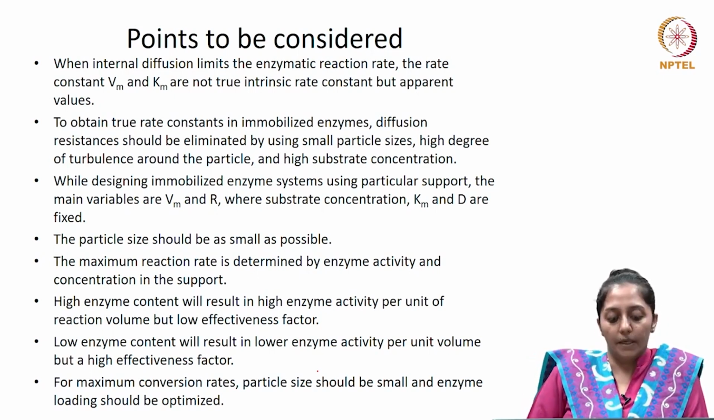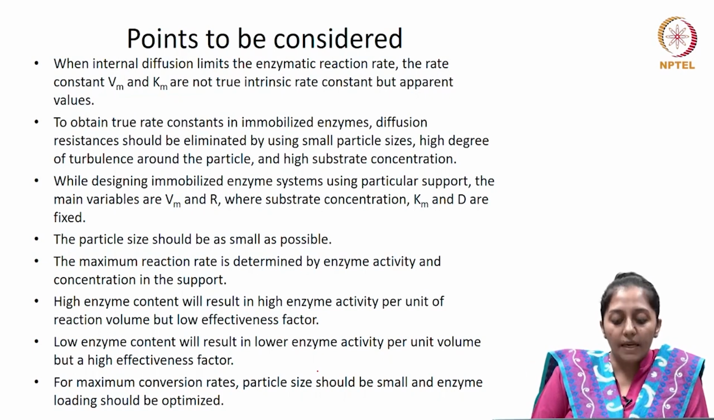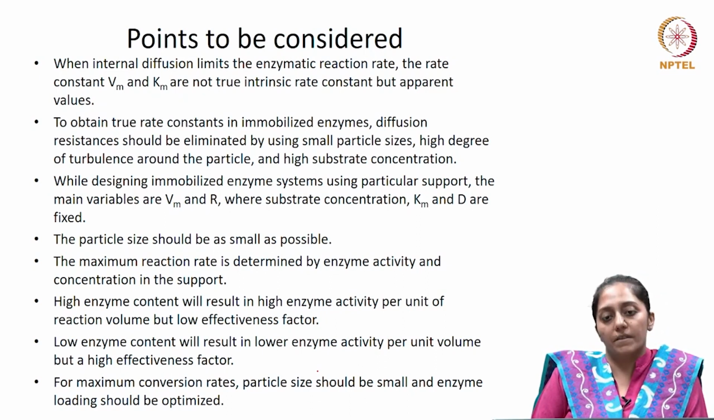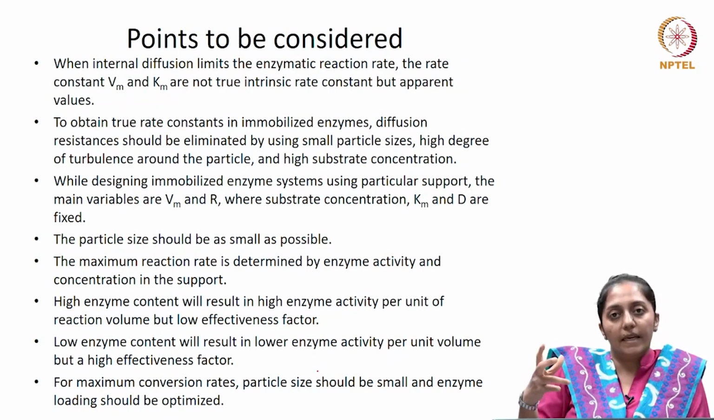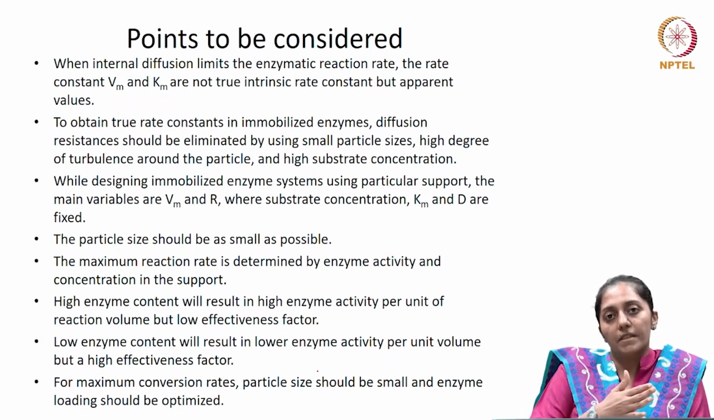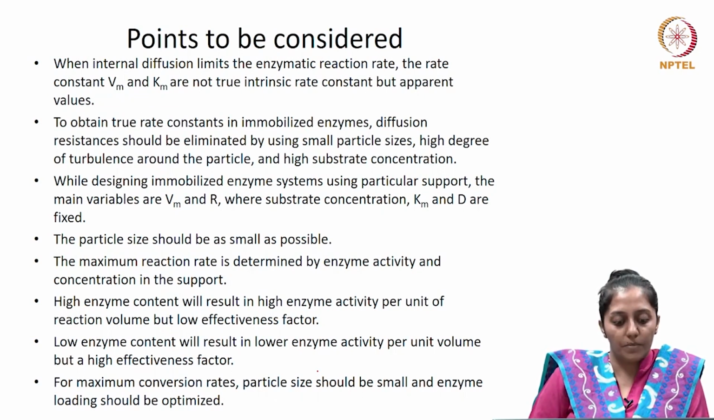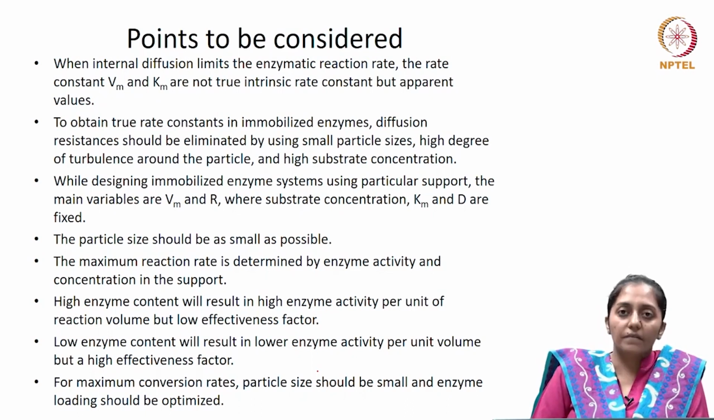So, the maximum reaction rate is determined by enzyme activity and the concentration inside the support. So, high enzyme content will result in high enzyme activity per unit of the reaction volume. However, this will lead to low effectiveness factors because all the substrate will quickly get consumed near the surface. Efficiency factor will reduce because whatever is present inside will be devoid of the substrate. Whereas, if there is low enzyme content, it will result in lower enzyme activity per unit volume, however, high efficiency factor.